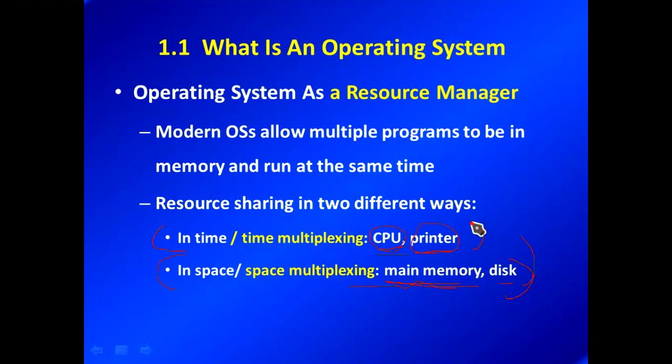You also need to know CPU and printer are time multiplexing resources. And memory and disk, we use memory or disk to store some code, some programs, and some data to be processed by the program. You store them in memory or disk. And memory and disk, these two resources are typical space multiplexing resources.